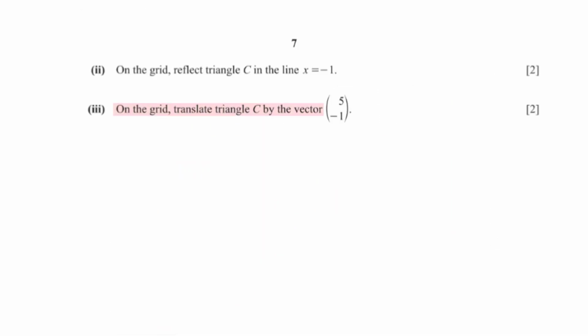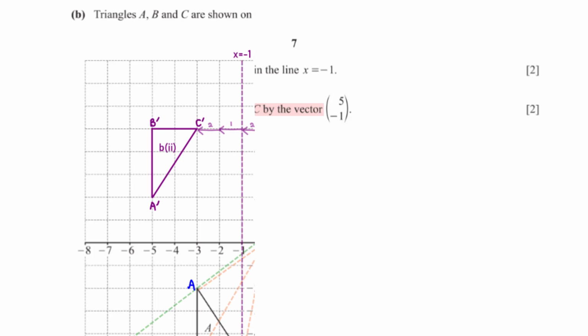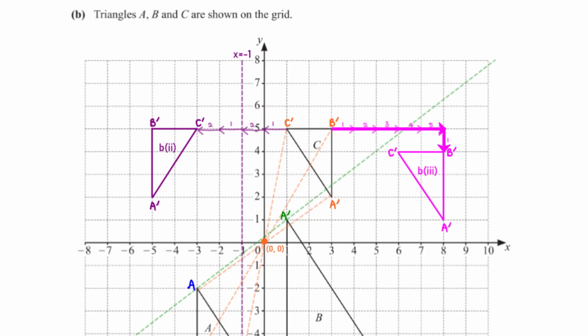On the grid, translate triangle C by the vector 5, -1. For this translation, the translation vector dictates that we move each of the vertices of triangle C 5 units to the right and 1 unit downwards. On the diagram, the movement for point B has been shown. After repeating the same process for all the other points as well, we are able to map out the translated image of triangle C.